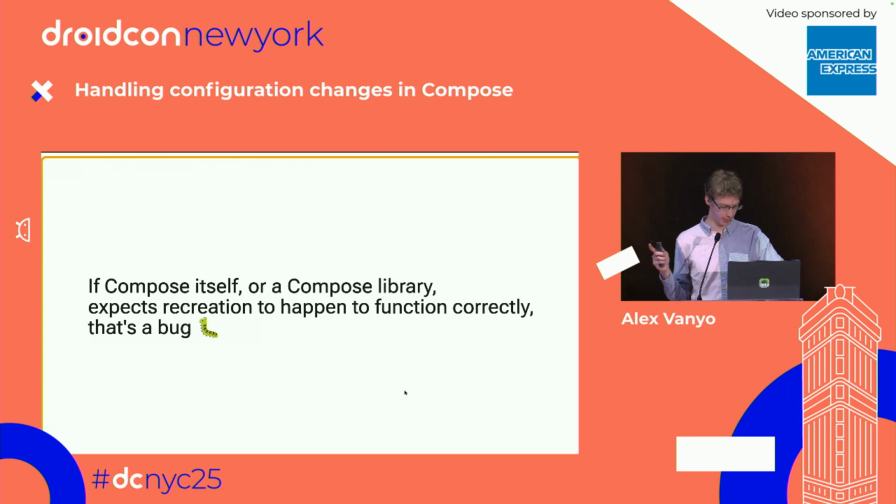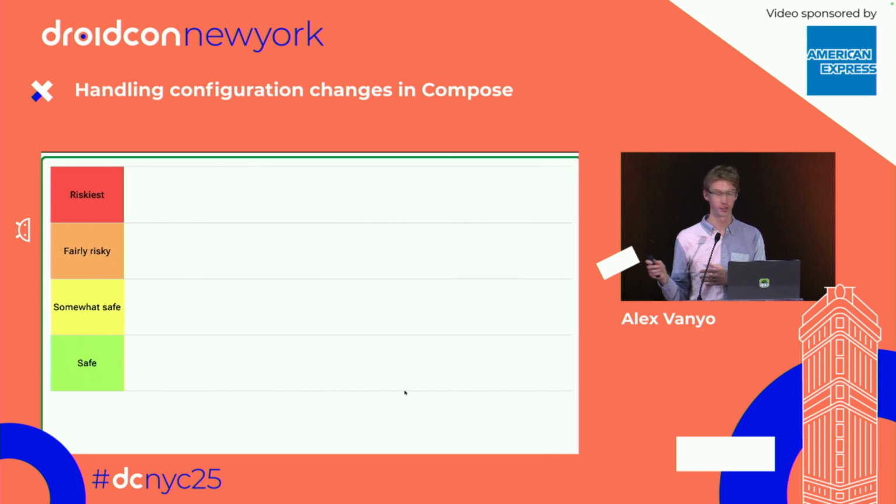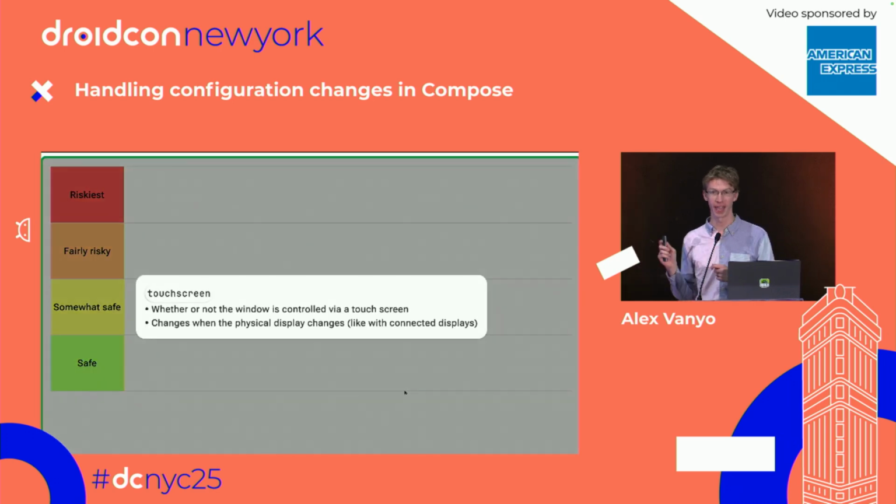Now, I think I have time here to go through a kind of whole list of every single type of configuration change, and I'm going to give an opinion on how risky I think these are in general for apps to do. So what better way to do that than with a tier list? So let's quickly go through every single type of configuration change. And the order here is going to be roughly when they were introduced to Android.